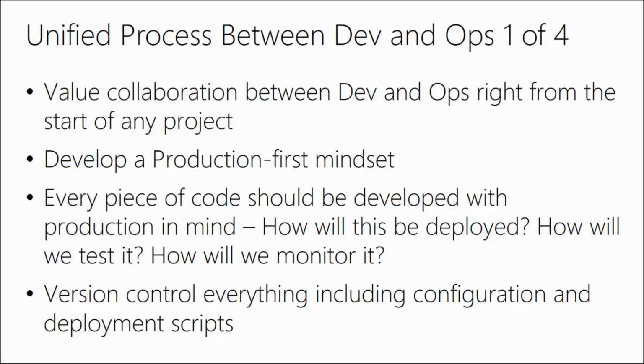For example, how will this be deployed? How will we test the software? How will we monitor the software? And so on. What version controls are we going to use? And in this version control, everything should be included, like configurations and deployment scripts and so on. So in order to build unified processes between dev and ops, we start off with these 4 things.